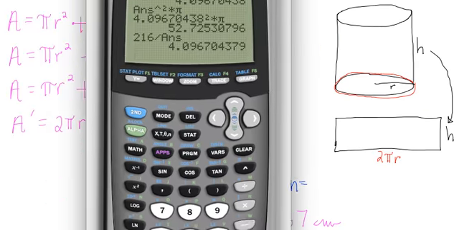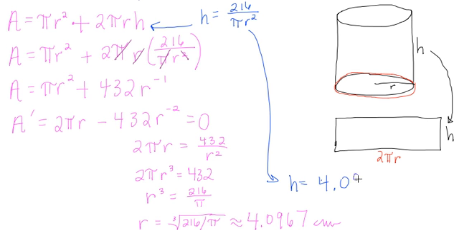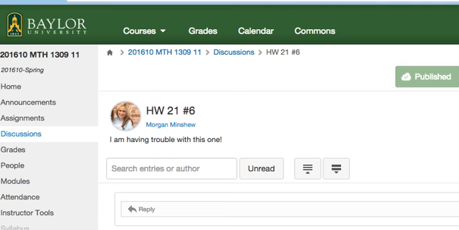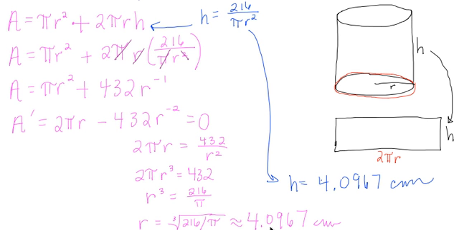So interesting, it's the same thing, 4.0967. Okay, here we are rounding to 2 decimals, so let's check that again. 0967, rounding to 2 decimals. The 6 is going to round this up, so it's 4.10 actually on both of those.